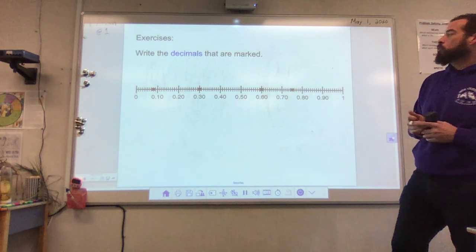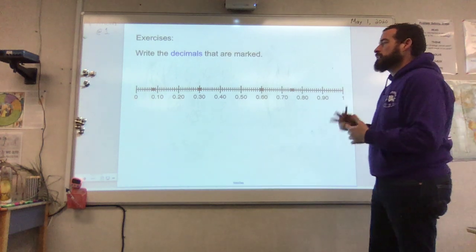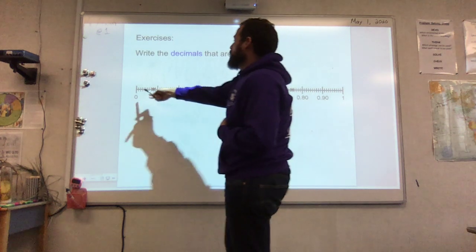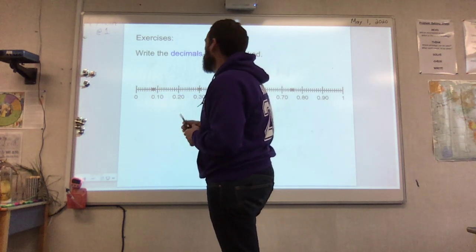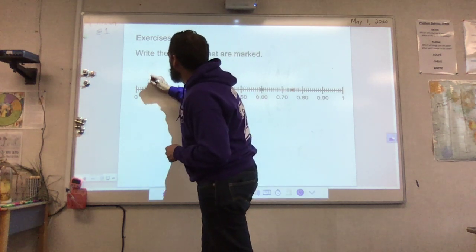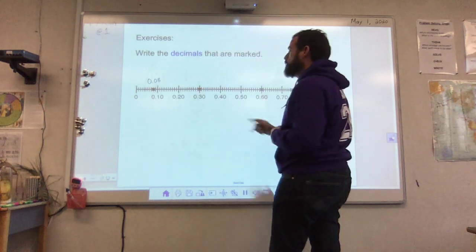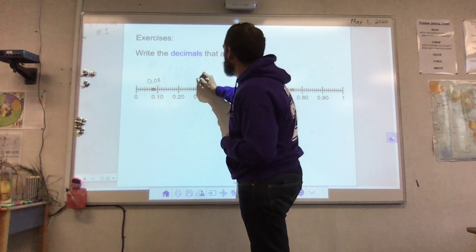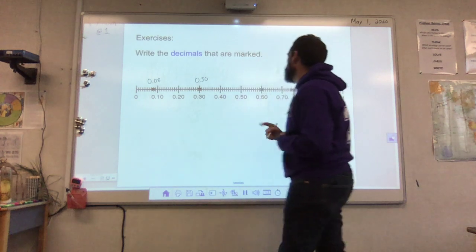For this exercise, so writing the decimals that are marked just like we did with tenths, we're just doing the opposite. So it's showing us where these are on the number line. So here it's less than 10 hundredths. It's in the 8, so that's going to be 0.08, and we say that as 8 hundredths. Here we have 30 hundredths, so 0.30, already written there for us.